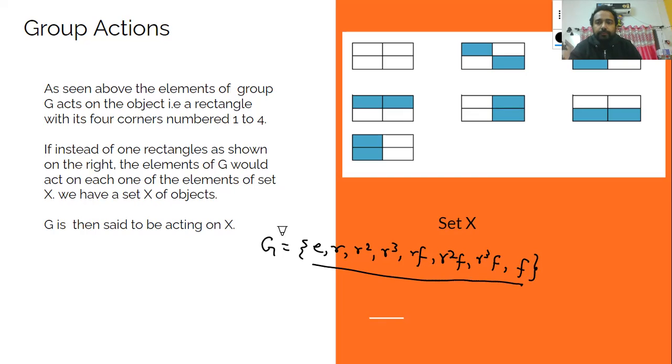Okay. Now we come to this particular problem. As seen above, the elements of a group act on the objects, that is, a rectangle with its corners numbered 1 to 4. If instead of one rectangle, the elements would act on each and every element of a set X, we have a set of X objects, and G is said to be acting on X. Fine.